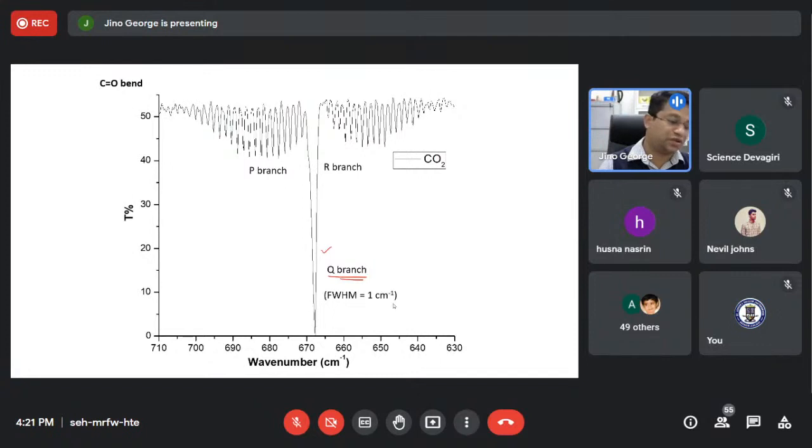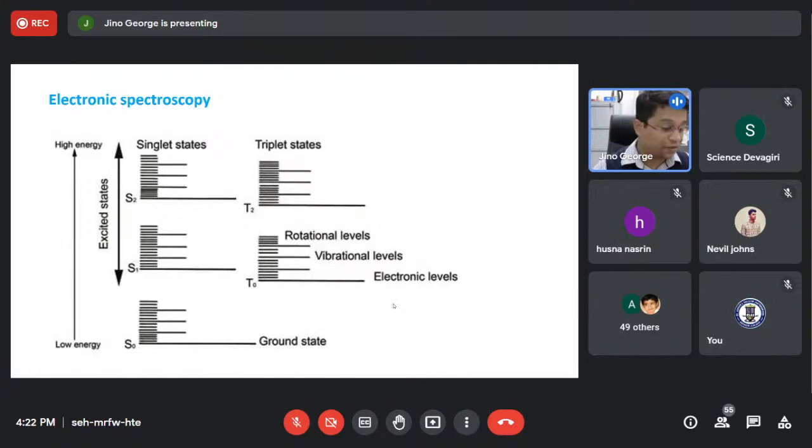It has a very strong absorption ability. Water and carbon dioxide are the main components of what are called greenhouse gases. You know this. So that's why it absorbs a lot of energy from the atmosphere and heats up the atmosphere. Okay, so I will quickly move on to electronic spectroscopy.